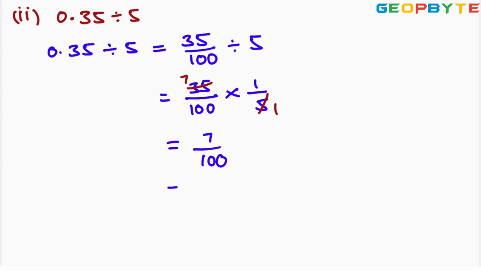Then 0.07. So the decimal point is shifted towards the left by 2 places, and we get 0.07. So the result of 0.35 divided by 5 is 0.07.